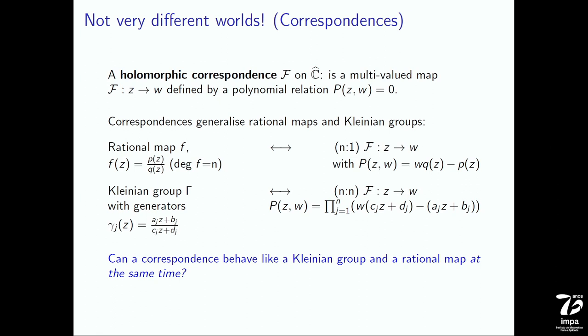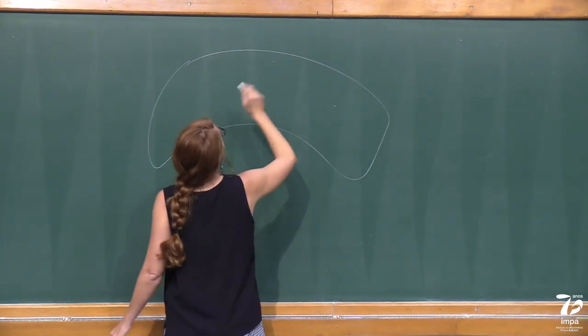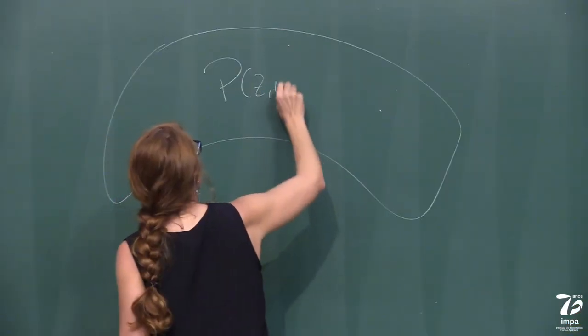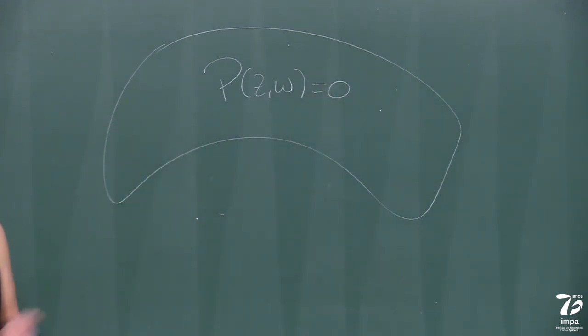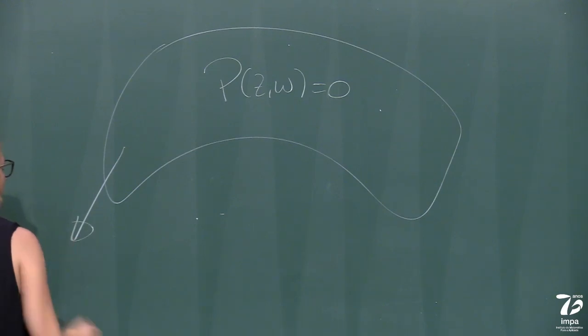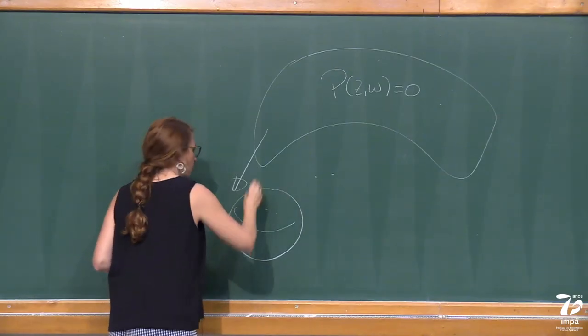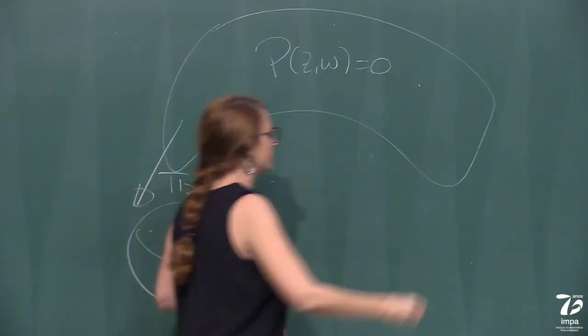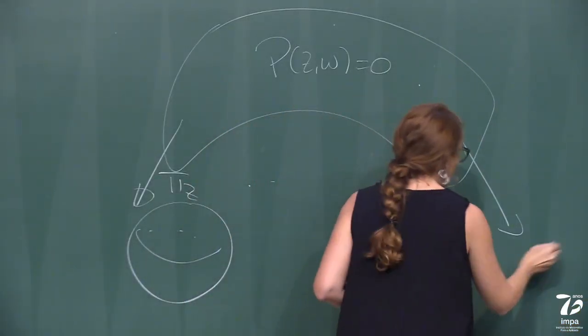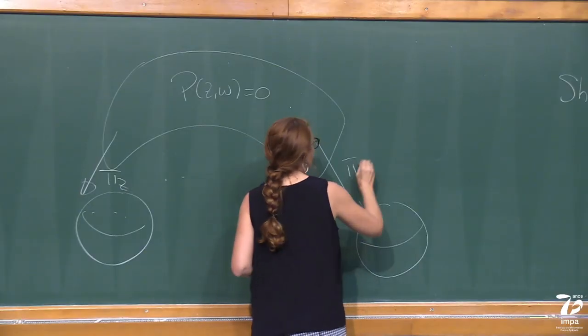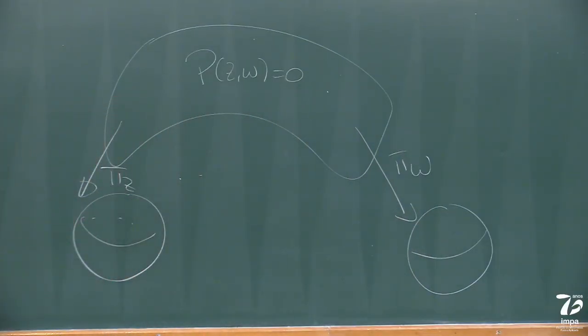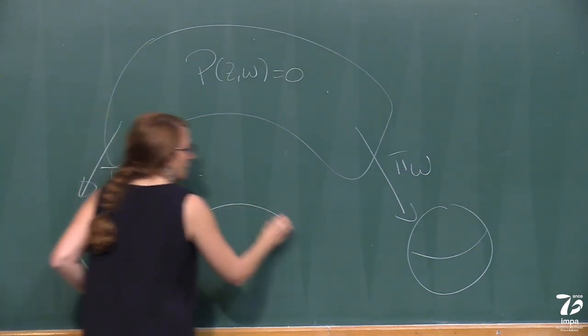So we have a polynomial in zeta and w. Its zeros define an algebraic surface. Let's call it P(zeta, w) equals zero. Then we can consider the projection on the Riemann sphere where zeta lives, and the projection on the Riemann sphere where w lives. Our holomorphic correspondence is the multivalued map which associates to each zeta the corresponding w.